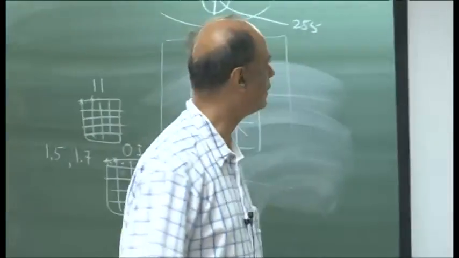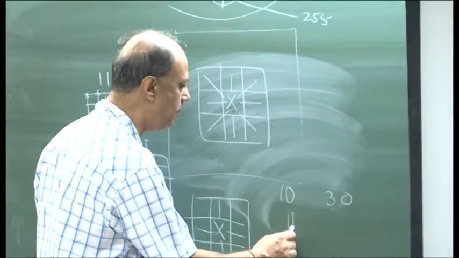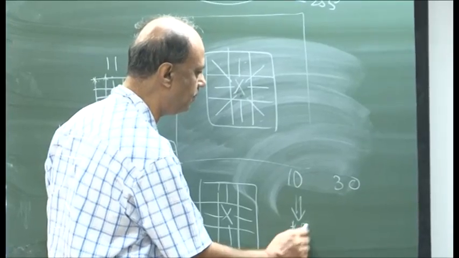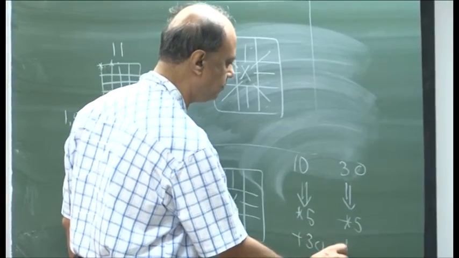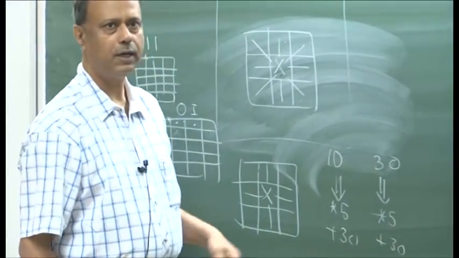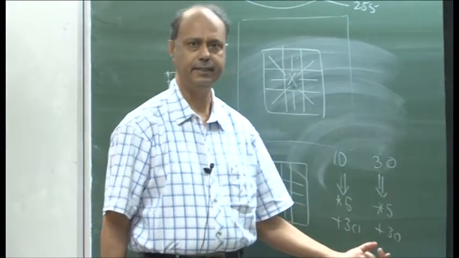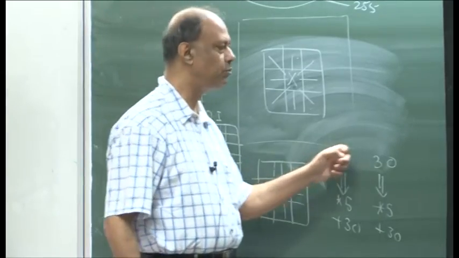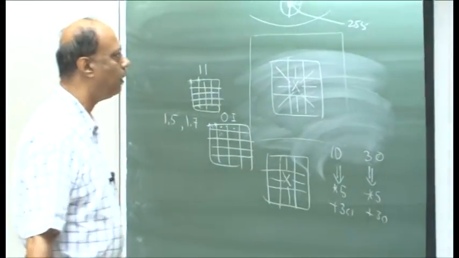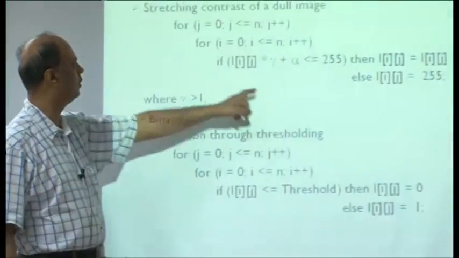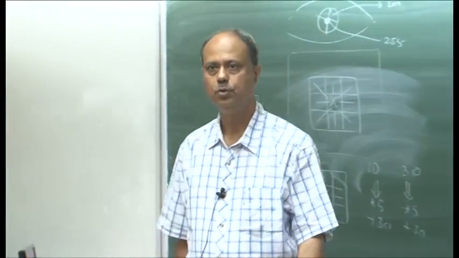So if the intensity value was lying between say 10 and 30, now what I am doing is not only multiplying by say 5, but also adding say 30. So what happens? Now the range comes to 80 to 180. So instead of 10 to 30, I am now stretching it, right? Only thing is that while stretching this, you must ensure that this is less than or equal to 255.